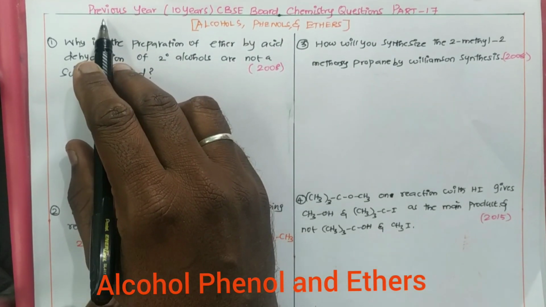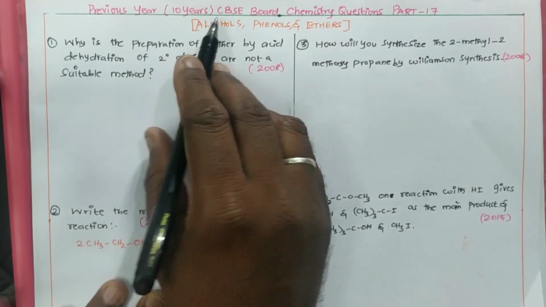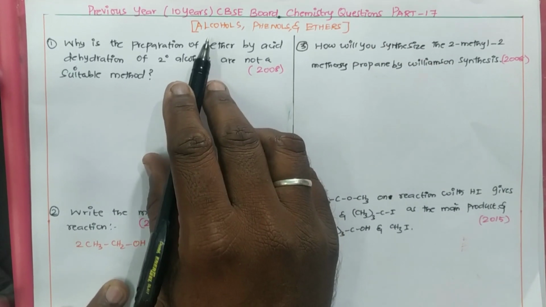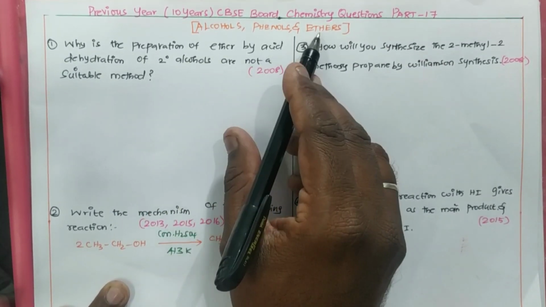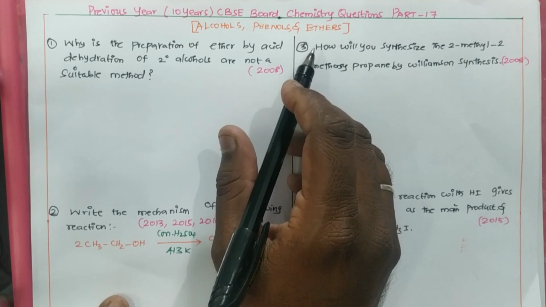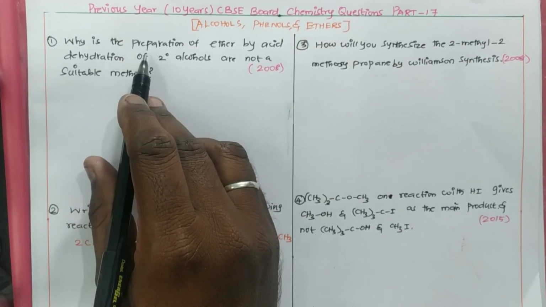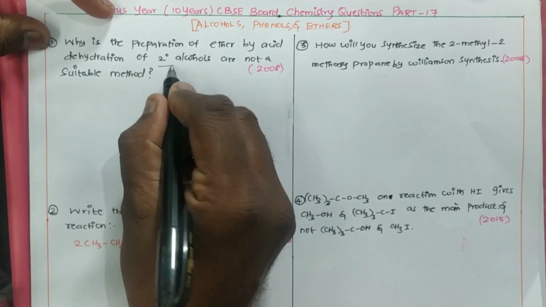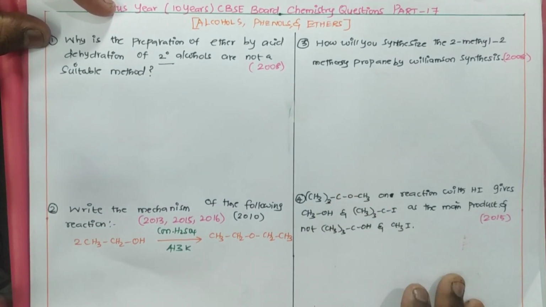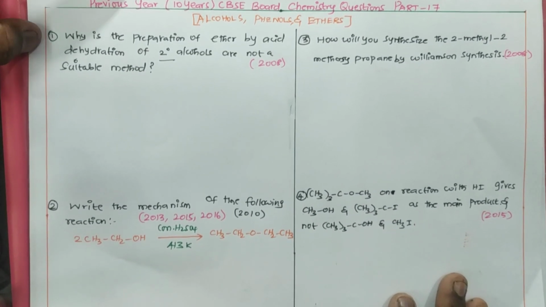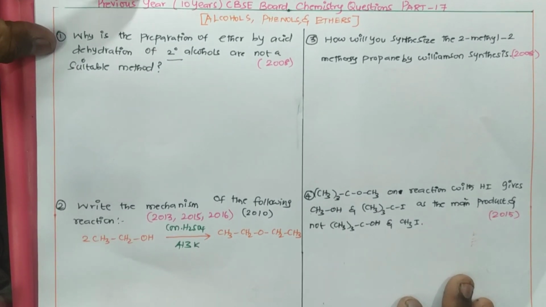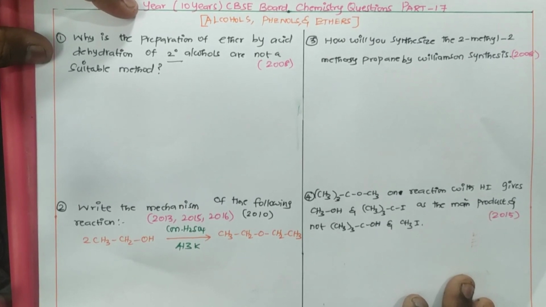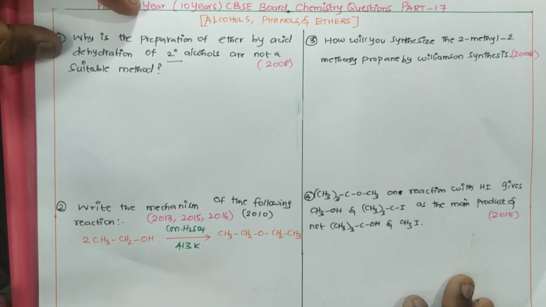Today we are going to talk about the previous 10 years' CBSE board chemistry questions, part 17, in which we are going to discuss the alcohols, phenols and ethers chapter. Question number one is: why is the preparation of ether by acid dehydration of 2 degree alcohols not a suitable method? In the dehydration methodology, we are unable to prepare ethers from 2 degree and 3 degree alcohols, but it is only suitable for 1 degree alcohol, that we know very well.